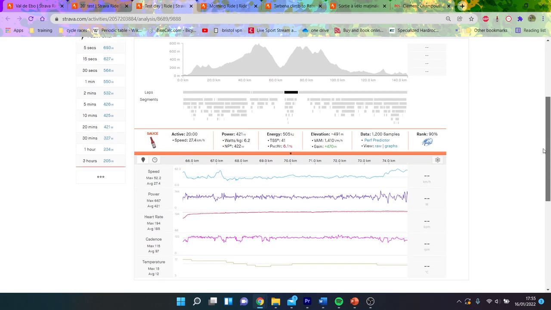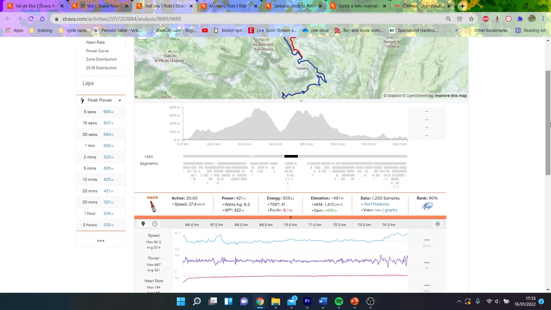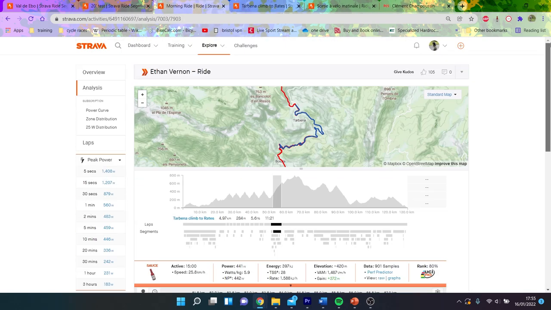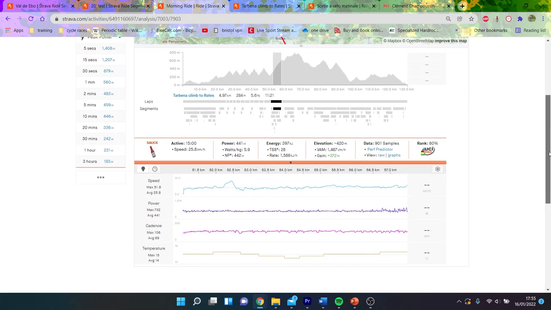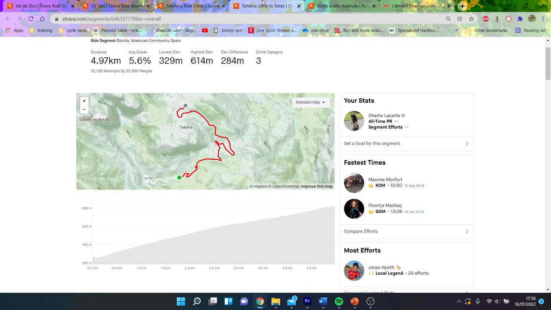We then go to Louis Vivarca, less impressive, 6.2, but still 420 watts from him. And then we can also go over to Ethan Vernon, who is doing a 15-minute test this week, when we're going to go over to more of this climb, which is 440 watts for 15 minutes, which is really impressive for a young lad. Okay, 5.9 watts per kilo for 15 minutes is not crazy impressive, not going to lie, but still super strong.